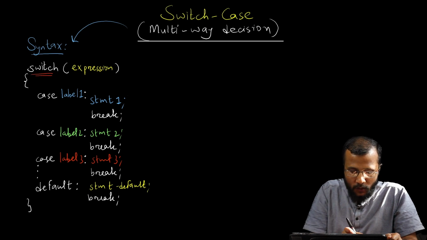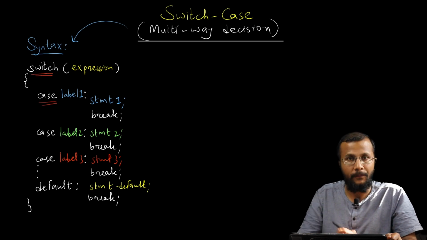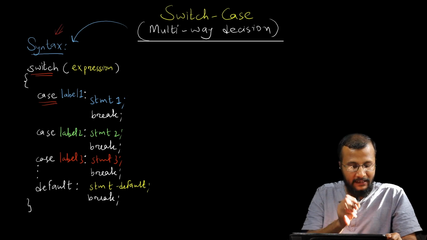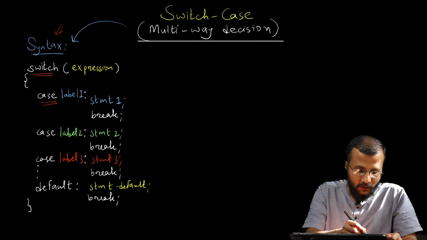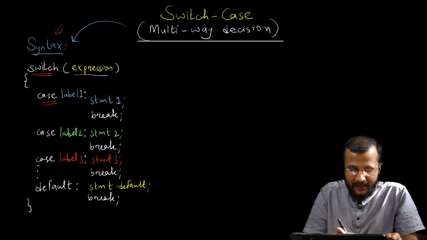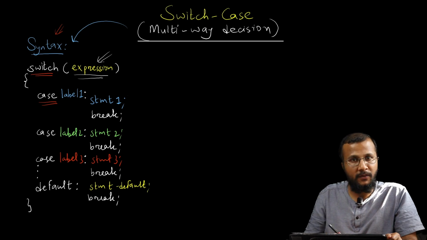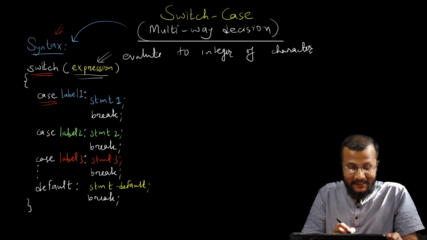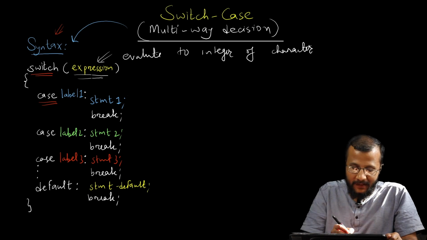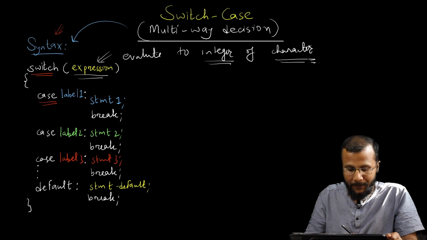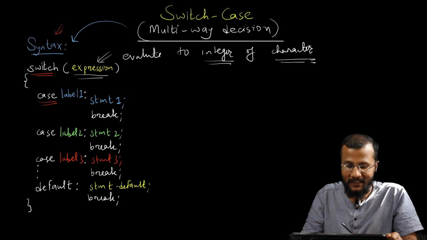Switch is a keyword and case is a keyword that is reserved in C, used for the switch case statement. This is the syntax for the switch case statement. Let's see how it actually works. First of all, we start with switch, open the parenthesis, then write down the expression. This expression should evaluate to an integer or character. That means it should not evaluate to float or double or any other data type. It should always evaluate to an integer value or a character constant. This is one check that you have to follow in the switch case statement.